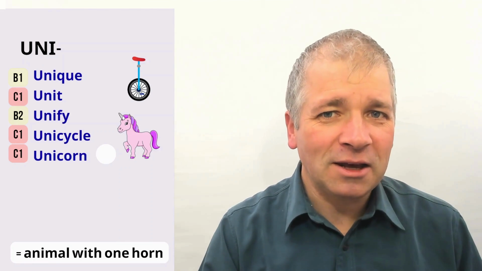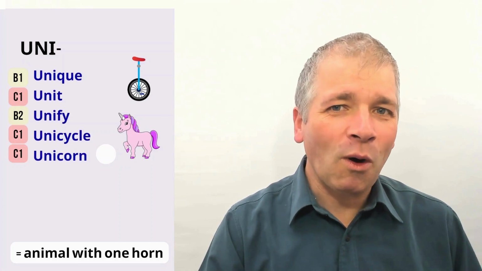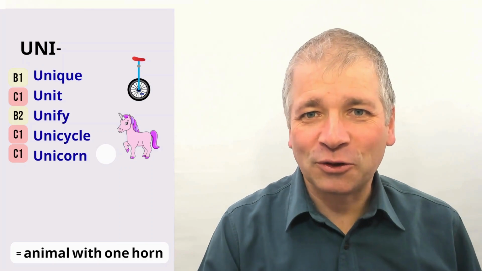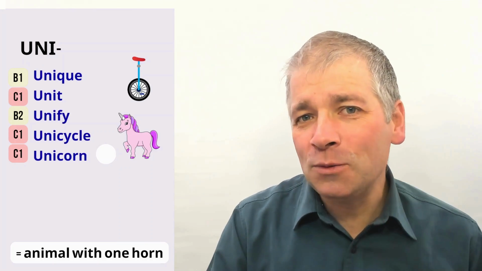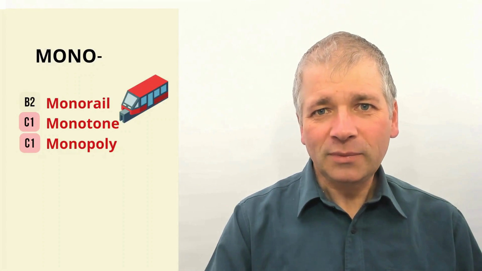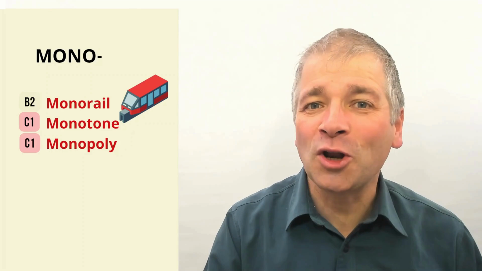Have you ever seen young children with toys like this? A unicorn. Now, why is it a unicorn? Because it only has one horn at the top. But all these words start with uni to give the sense that they mean one. And there's another root that's very common that means one as well, which is mono.